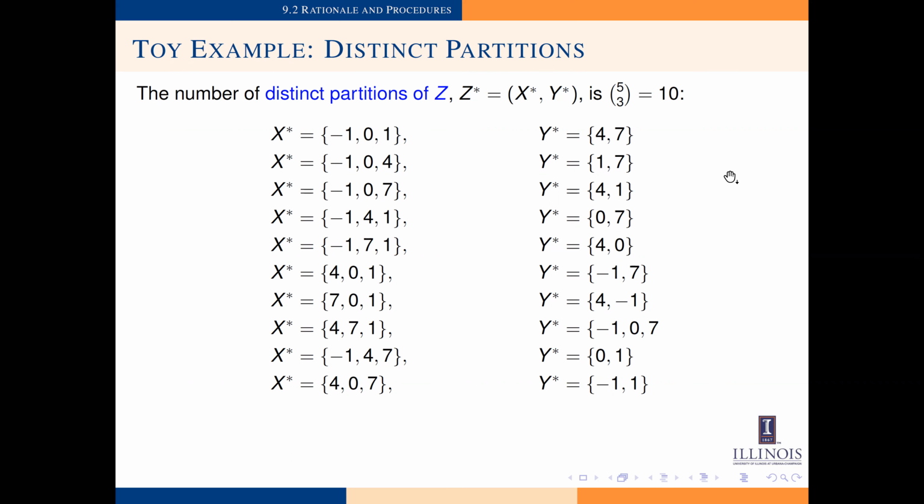Here's just a list of all of the possible distinct partitions, so each row is one possibility. We have the first one, which is the same as our original observation, without any permutation. And then the second one, you can see it's X star given by negative 1, 0, 4, and Y star given by 1 and 7, etc. So these are the possible ways that we can split the 5 elements into X star and Y star without actually resulting in duplicate sets.